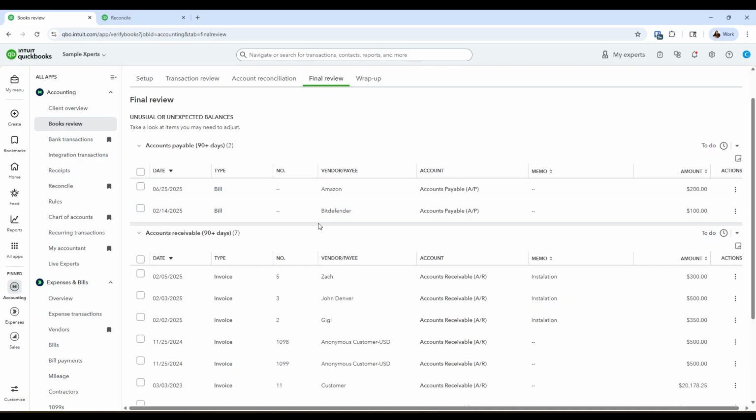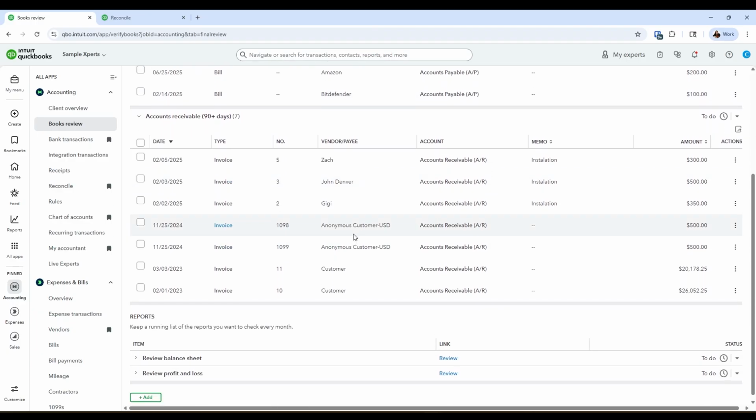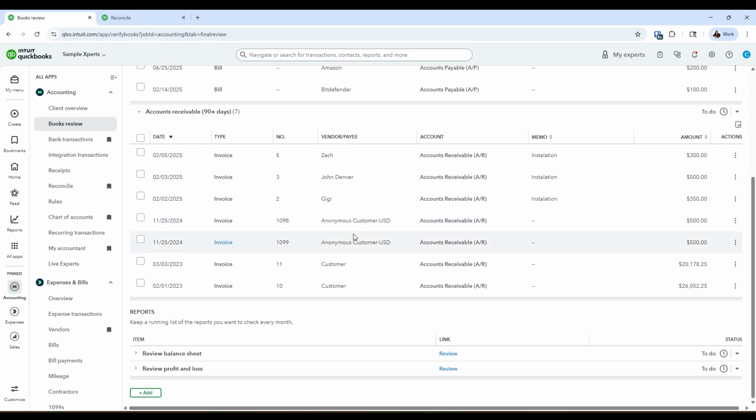I do not recommend that. I recommend just to fix it correctly. Okay, accounts receivable. Make sure that the accounts receivable are up to date, and whatever is here are accounts, or bills, invoices, that have not been paid.